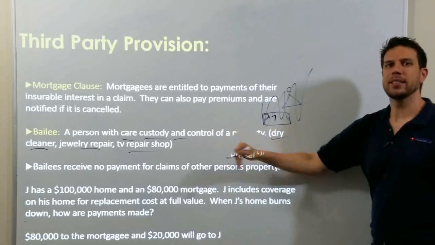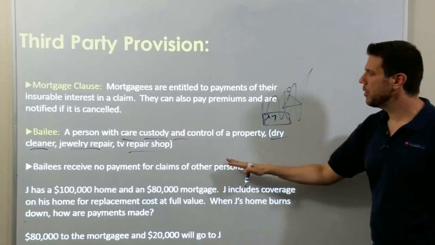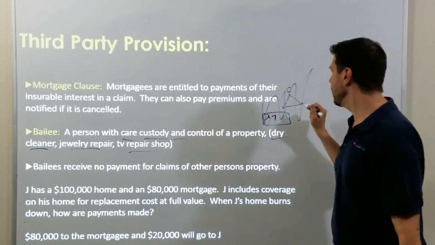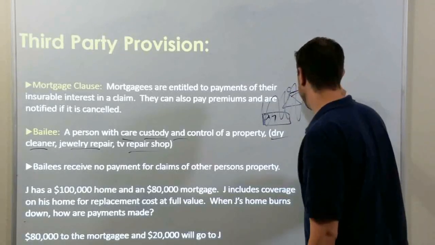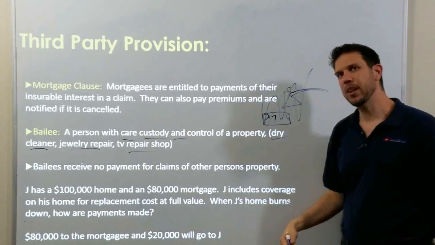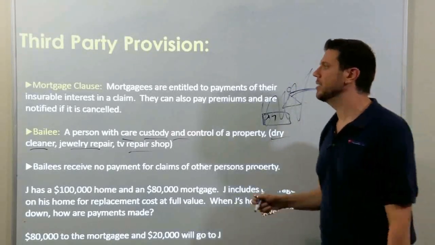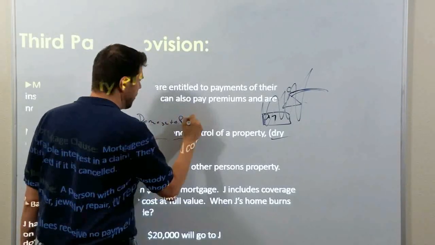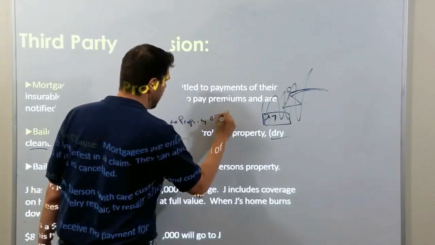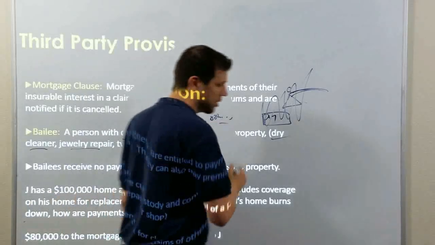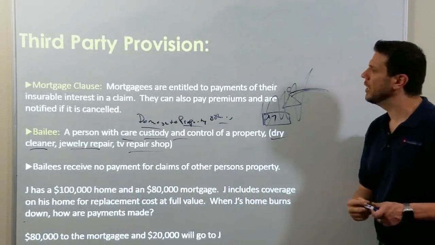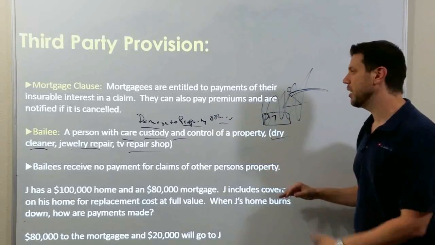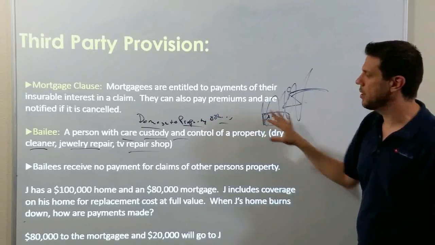The bailee has a no benefit to bailee provision, which states that bailees cannot get any money for the stuff they have. The insurance company would have to pay you directly for your stuff, not the dry cleaner. Bailee insurance also has a damage to property of others exclusion, which means that they don't get paid if they damage your stuff. Bailees are in care, custody, and control of your property. They can't get paid for your stuff. No benefits are paid to the bailee.